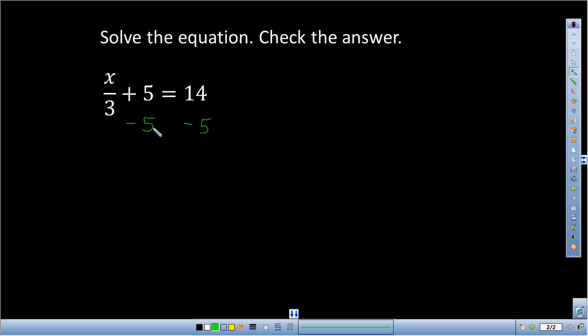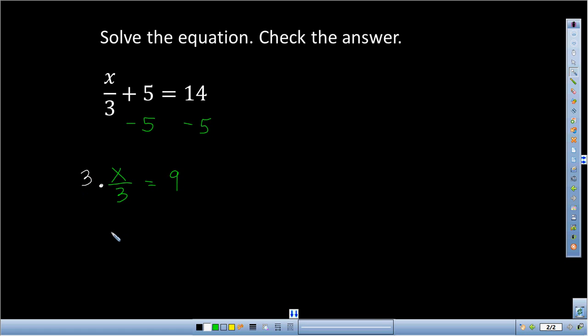The 5 and subtract 5 makes 0, and so we're left with x divided by 3 is equal to 14 take away 5 is 9. So now we have the divide by 3. To undo the divide by 3, let's do the opposite of divide, which is multiply.